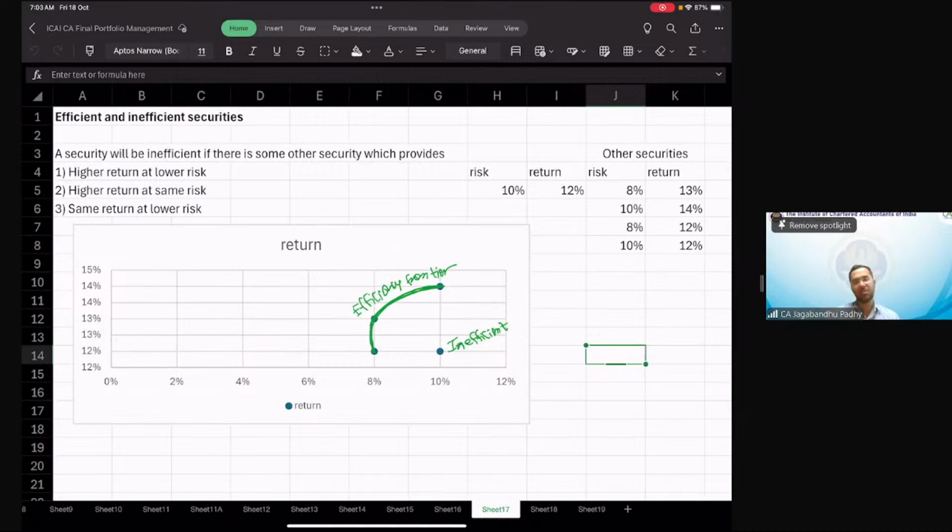So basically, inefficient securities are the securities in which case, if there is some other security which provides higher return at a lower risk, or higher return at the same risk, or same return at a lower risk, then we say that the security is inefficient. And the collection of all those efficient securities was actually helpful in creating something called the efficient or efficiency frontier.